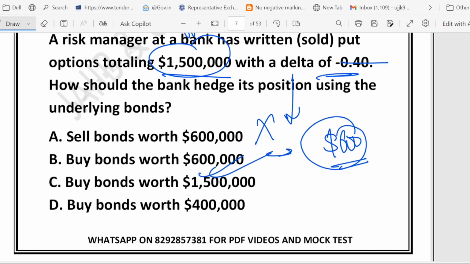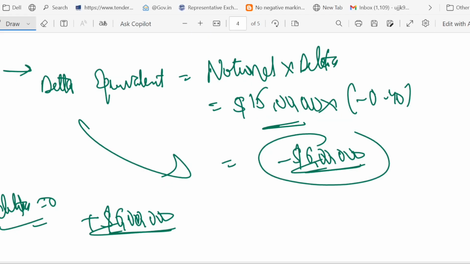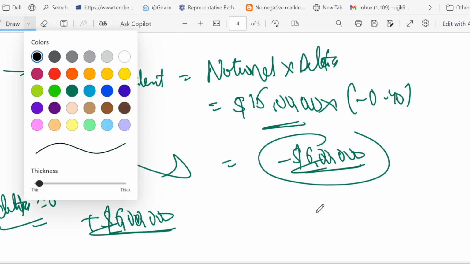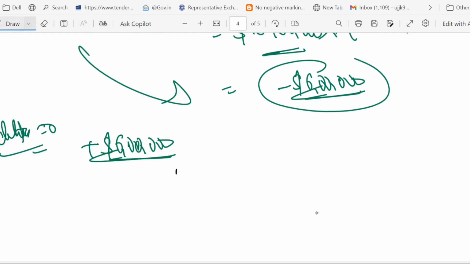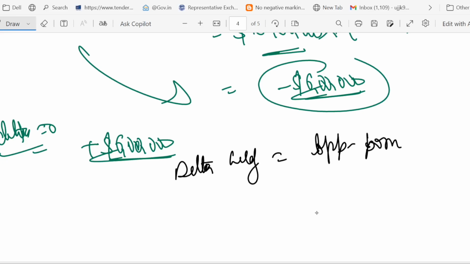So if you are owing $600, buy plus $600 worth of the thing, simple offsetting. Just remember in one word, if I want to summarize all these things I have talked about just now, just remember this key point. Please remember it. Whenever you see the word delta hedge, you take the opposite position equal to how much? Notional multiplied by delta. You take the opposite position.